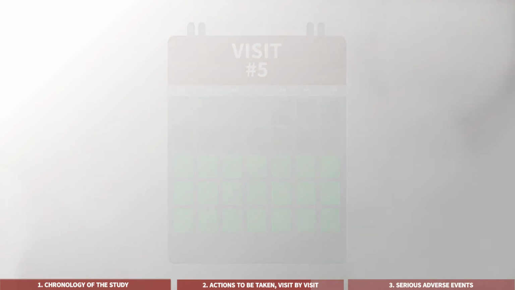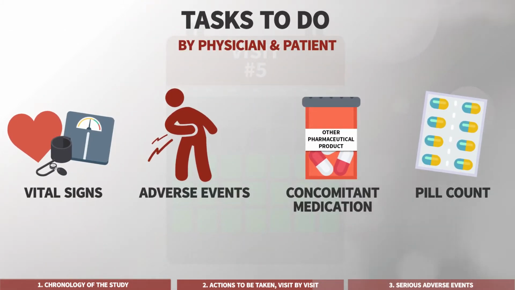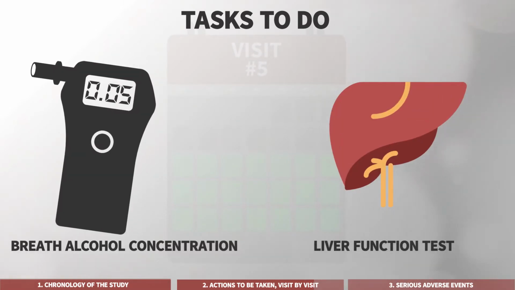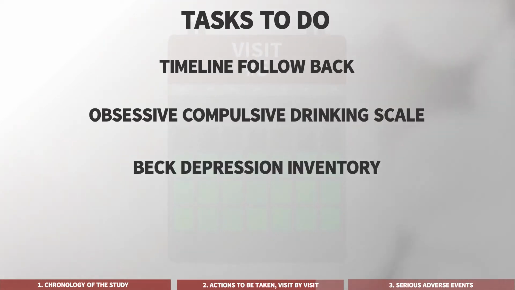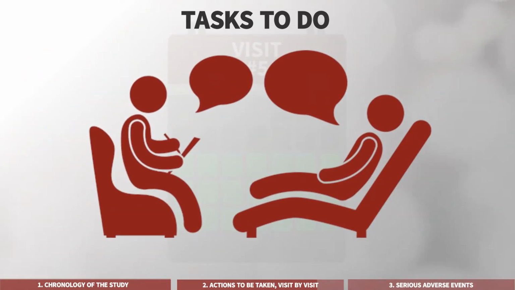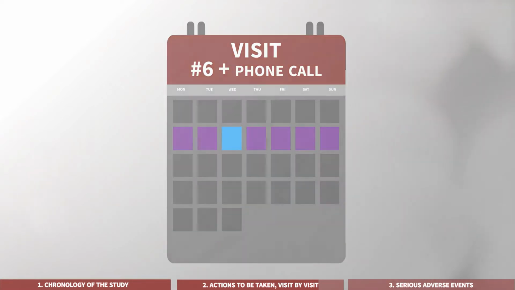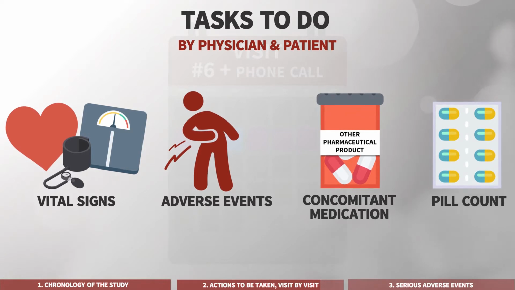Visit 5. All tasks from the previous visit have to be carried out by the physician and the patient. Analyze the breath alcohol concentration and liver function test. The TLFB, the OCDS, and the Beck Depression Inventory must be completed. During this visit, the patient continues the cognitive behavioral therapy. Visit 6. All tasks from the previous visit, V5, have to be done.